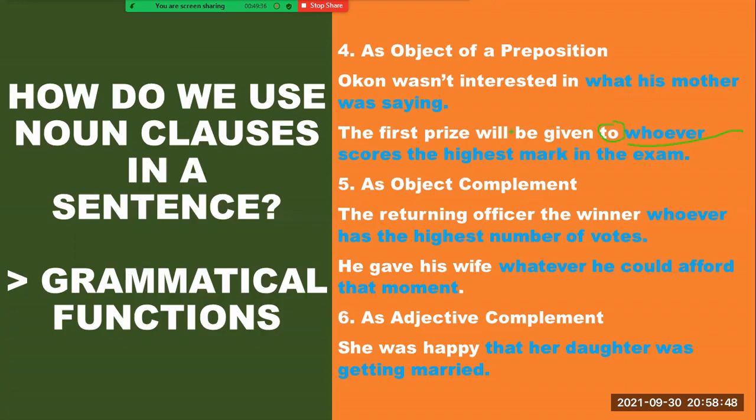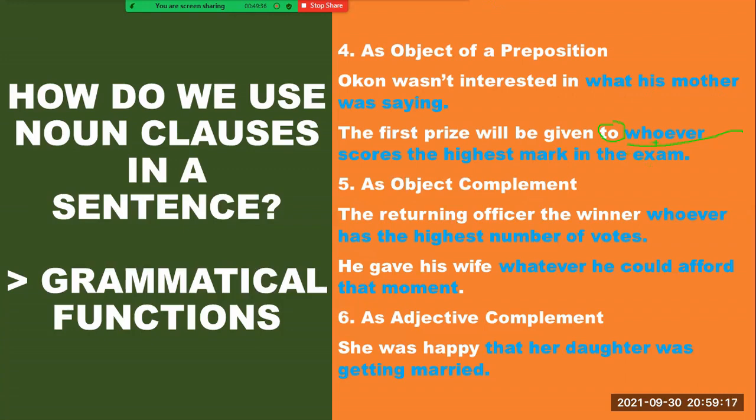Now, let's look at this. The first prize will be given to dash. So if we put a full stop and we say the first prize will be given to, and we don't complete it, you will naturally ask the question: to whom? All right? To whom? And then the answer is to whoever scores the highest mark in the exam.